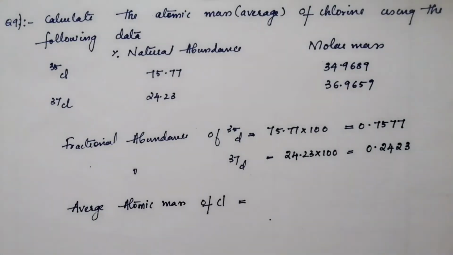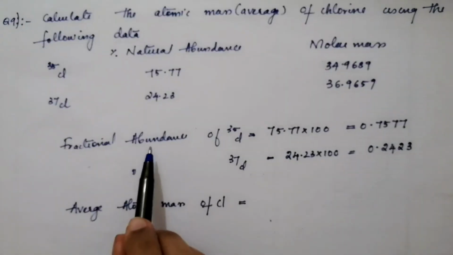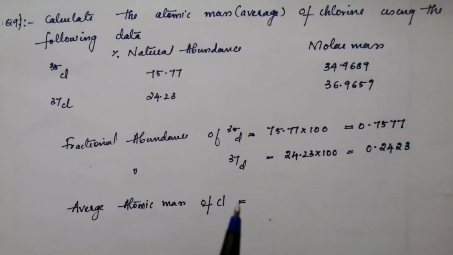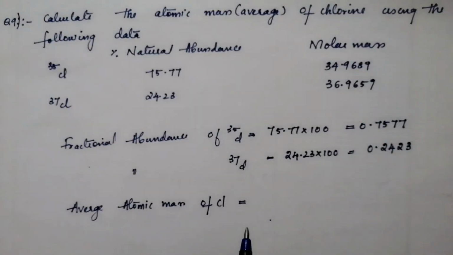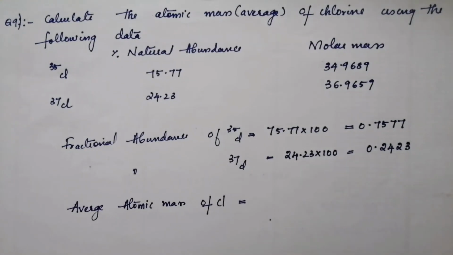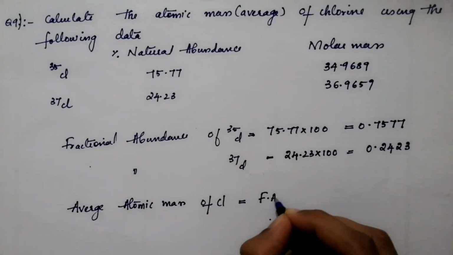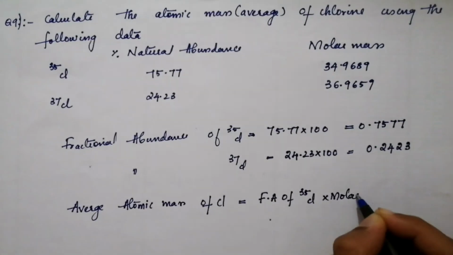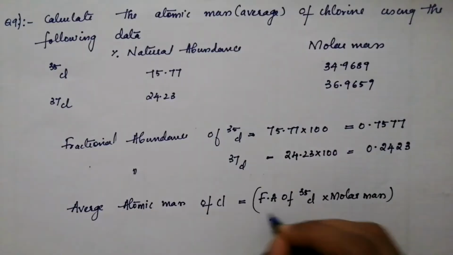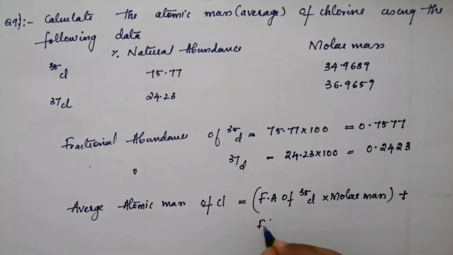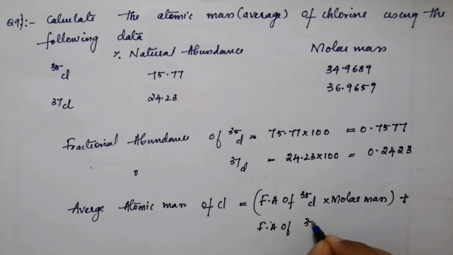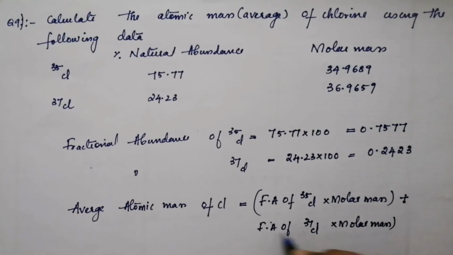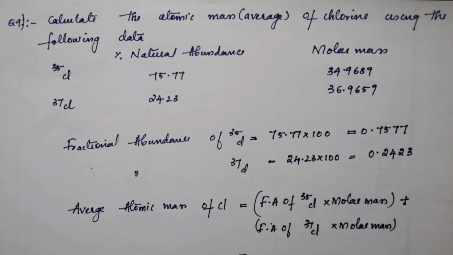Once we get this information, we are asked to calculate the average atomic mass of chlorine. What do we do? We multiply the fractional abundance of each of these isotopes of chlorine with its molar mass and add them together. So let us write it as an equation first. We multiply the fractional abundance of chlorine-35 with its molar mass and we add that with the fractional abundance of chlorine-37 multiplied with its molar mass. Now let us put the values.